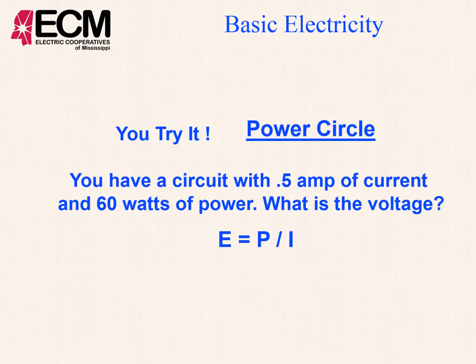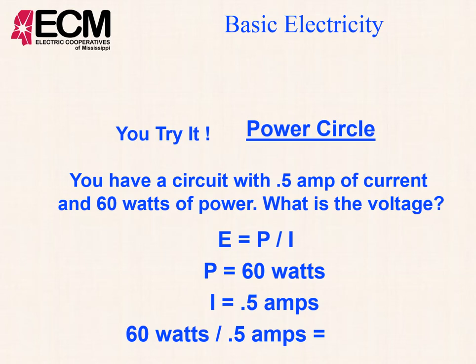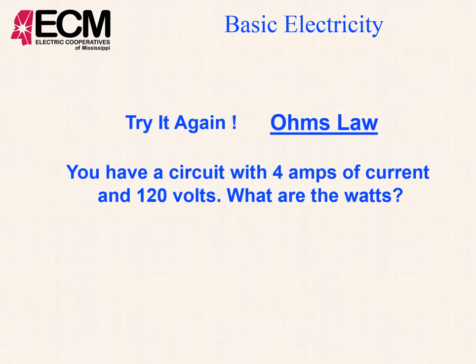So you have the voltage, we're looking for that. We're going to divide the current into the power. We have 60 watts, we have a half an amp of current, and our voltage is going to be 120 volts. That's the way that works. So you try that one.